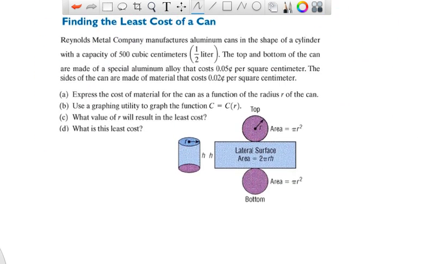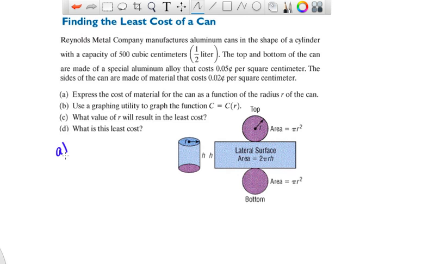Okay, last problem. Let's say that we have an aluminum can manufacturer. So each can holds half a liter. The top of the can is a special alloy, so it's a little more expensive than the sides. And we want to express the cost of the material for the can as a function of the radius r. Okay, so the can has a rectangular area that's folded, and then 2 circles on the top and the bottom. So the cost will be the area of these 2 things.